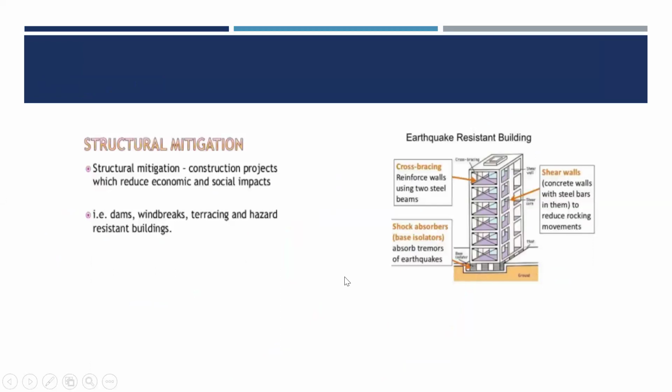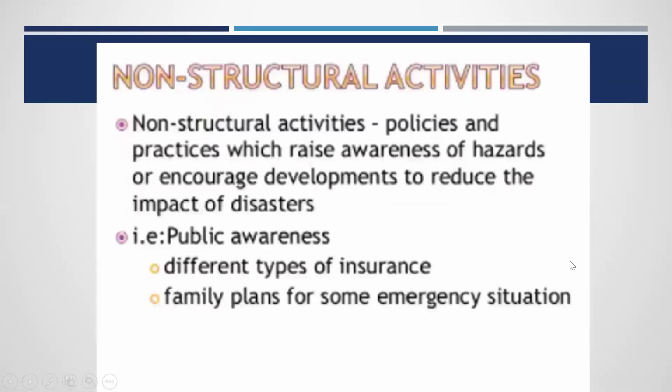Structural mitigation includes construction projects which reduce economic and social impacts, for example, dams, windbreaks, terracing, and hazard-resistant buildings. In the given figure, we can see the earthquake-resistant buildings, with shear walls, cross bracing, and shock absorbers. Non-structural mitigation activities are the policies and practices which raise awareness of hazards or encourage developments to reduce the impact of disasters. For example, public awareness for different types of insurance and family plans for some emergency situation.